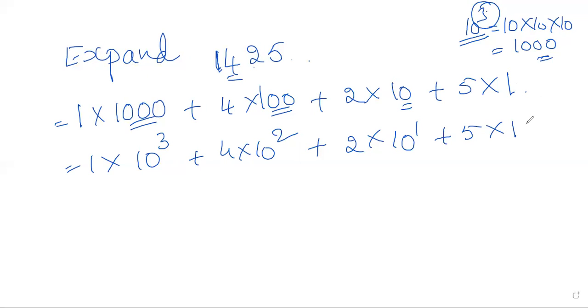So how many zeros are here? No zero. So you can write 1 as 10 to the power of 0. I had already told you, any number to the power 0, the value is 1. 10 to the power of 0 is 1. Okay. This is a way of expanding the numbers and writing in exponential form. Yes. Let us go to the exercise.